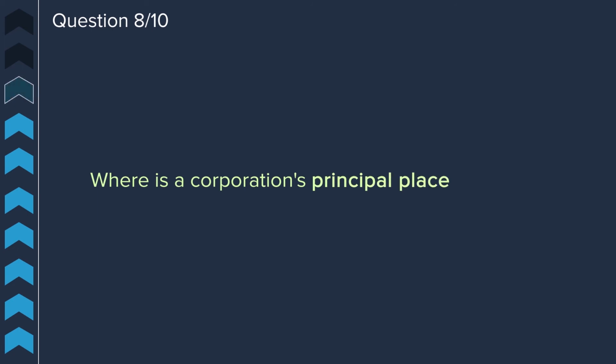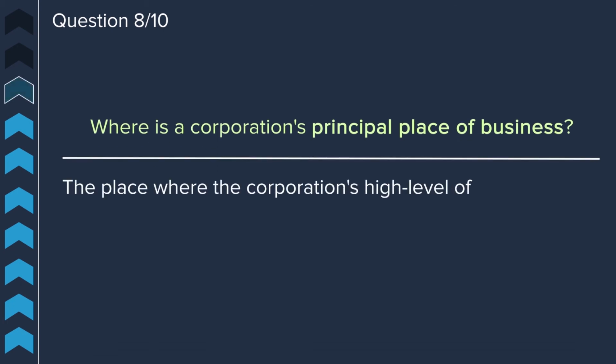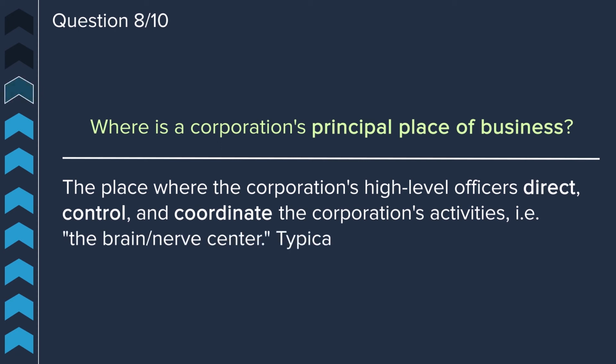Question 8. Where is a corporation's principal place of business? A corporation's principal place of business is the place where the corporation's high-level officers direct, control, and coordinate the corporation's activities. In other words, the brain or nerve center of the company. Typically, this is the corporate headquarters, but it does not need to be.